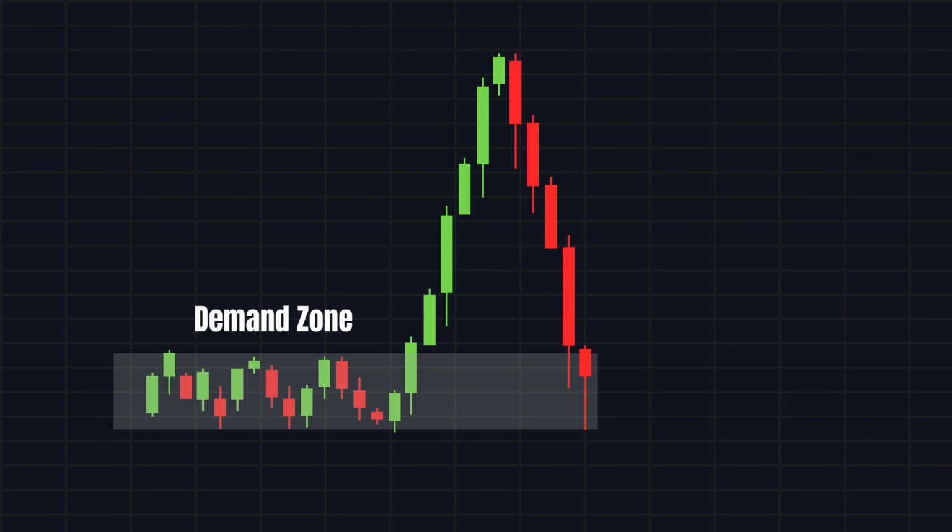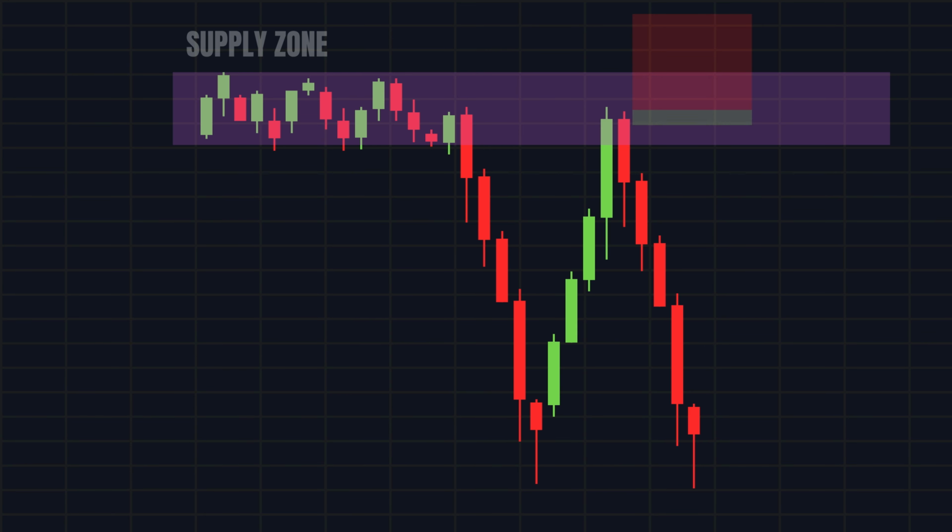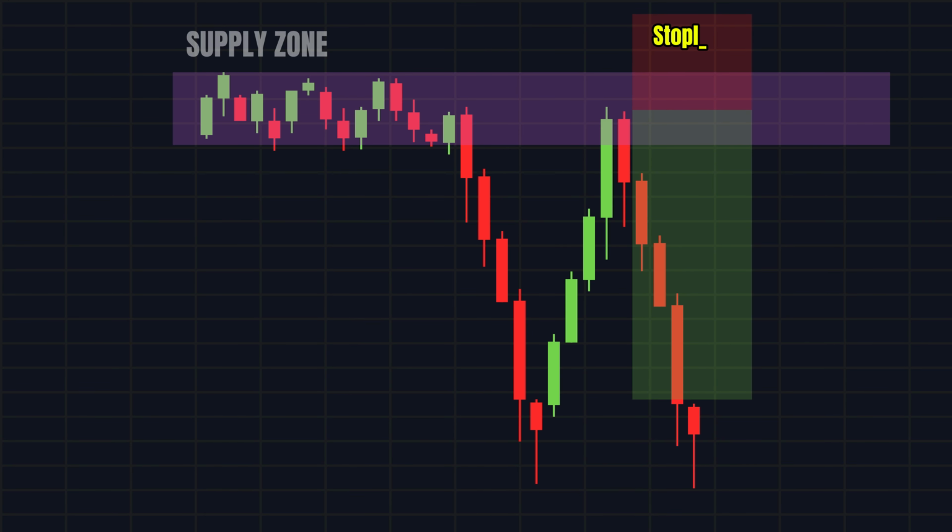The rule is simple. Your stop loss goes just on the other side of your zone. For a buy trade from a demand zone, your stop loss goes a few pips below the low of the zone. For a sell trade from a supply zone, your stop loss goes a few pips above the high of the zone. Give it a little bit of space. Don't put it right on the line.